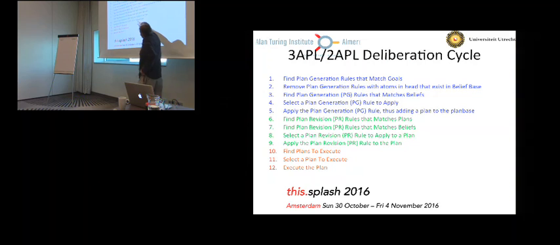And then the same for plan revision. So you find plan revision rules that match the plans. Then you look from these which are matching the beliefs. And then you select one to apply to a plan, and then you apply the revision to the plan. And then you have the red part, the plan execution part: find plans to execute, select the plan to execute, execute the plan. So that is the deliberation cycle, more or less in full, in this kind of language.